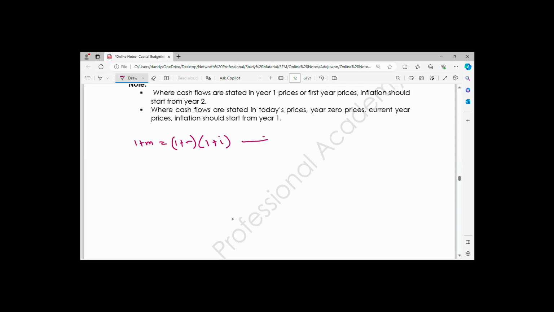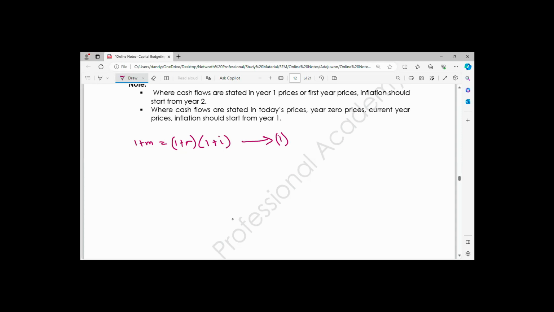So this is the formula given by Fisher. It is this same formula you are going to use to calculate money cost of capital, real cost of capital, and the general inflation rate. Because in a question, if you are not given money cost of capital, the examiner can give you real cost of capital and general inflation rate, and the money cost of capital might not be given. If that is the case, this is the formula you are going to use to calculate it.